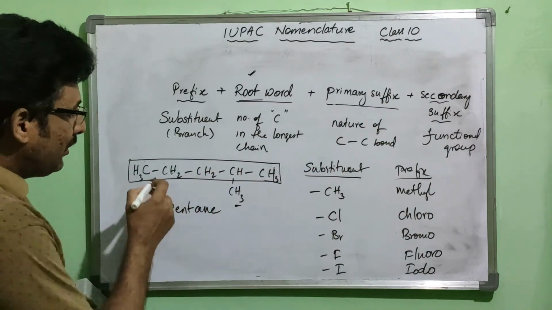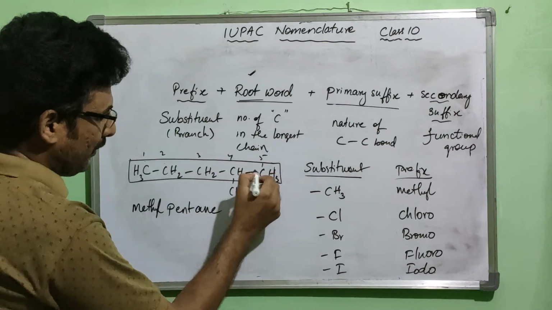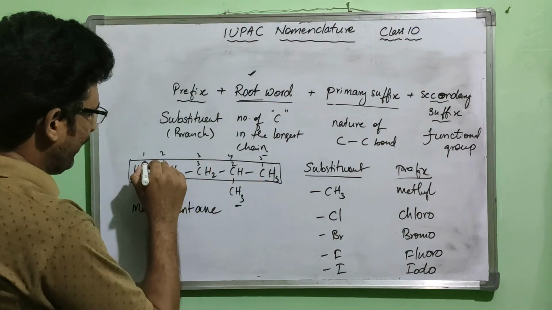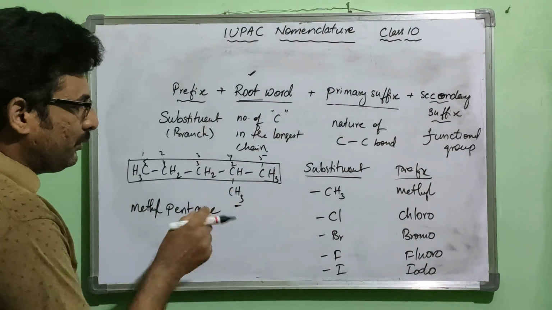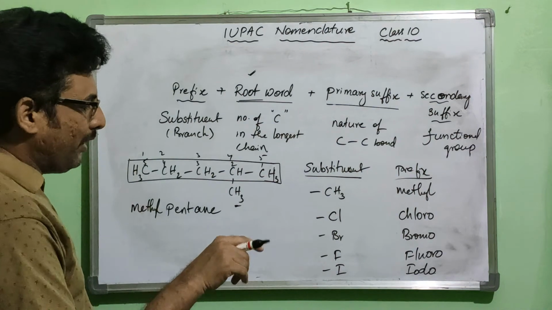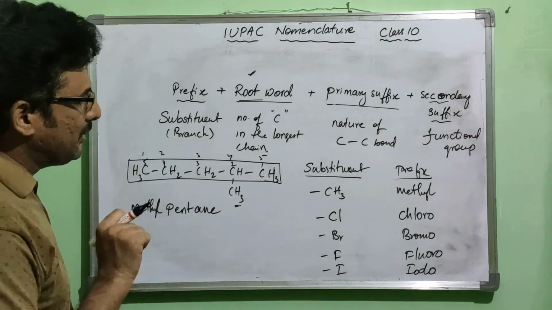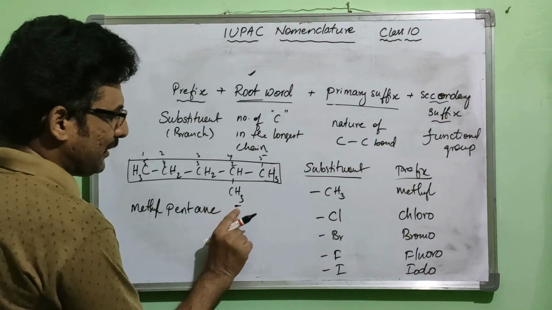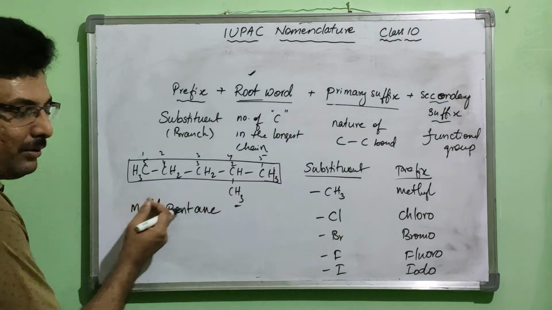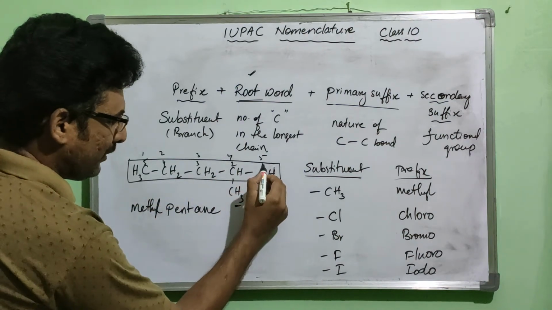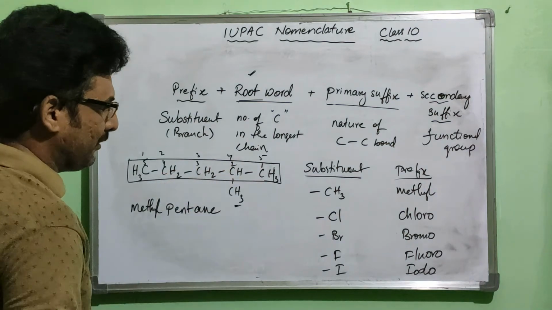Now again you may give numbering 1, 2, 3, 4, 5 this way, or 1, 2, 3, 4, 5 this way. But which is the correct method? You have to give numbering in such a way that the functional group or the substituent will get the least number. So the substituent is on the right side. So you have to give numbering from the right side only, from right to left. Starting from here, first carbon, second carbon, like this. So this is the correct method.